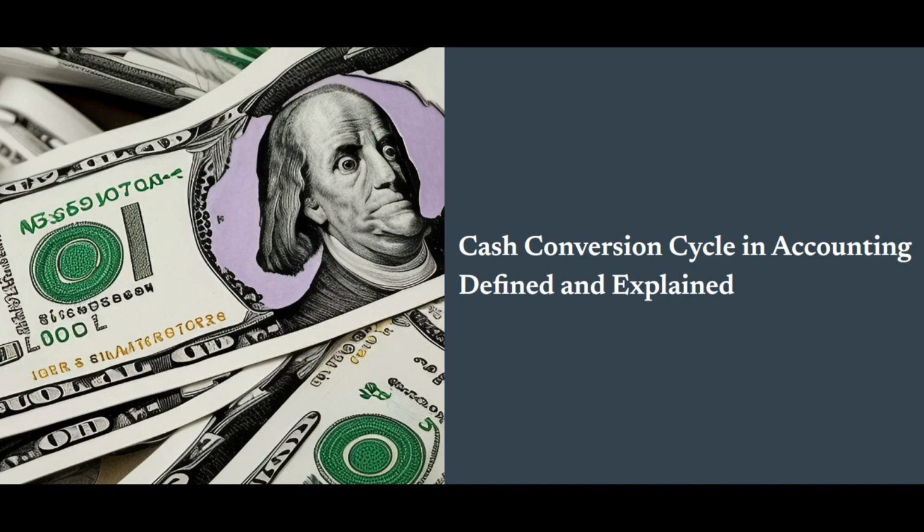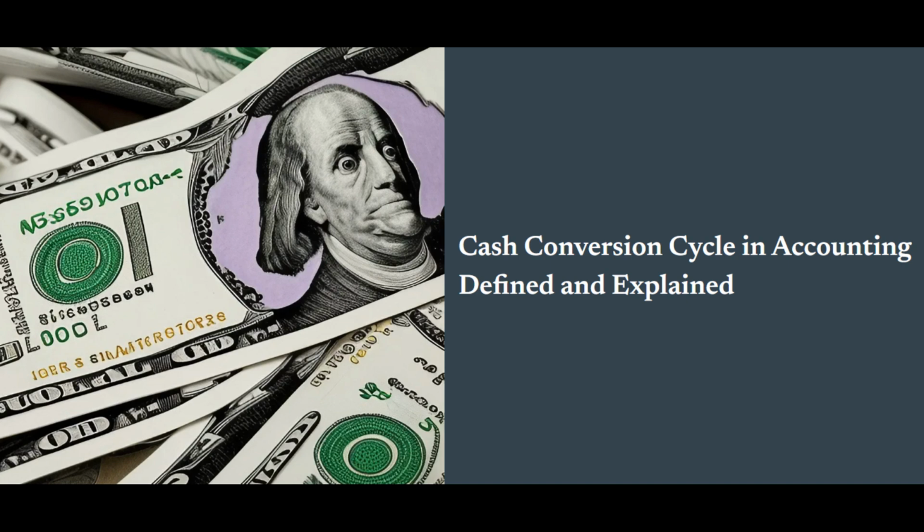So, how do you calculate your cash conversion cycle? It's actually quite simple. The formula is CCC equals DIO plus DSO minus DPO. DIO stands for days inventory outstanding, DSO for days sales outstanding, and DPO for days payables outstanding. Each of these components gives you insight into how efficiently your business is operating.